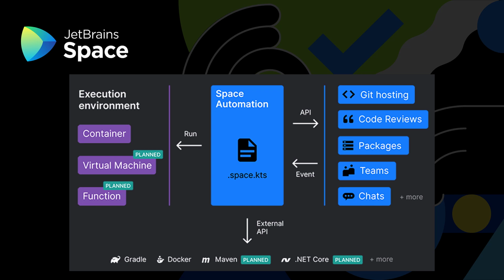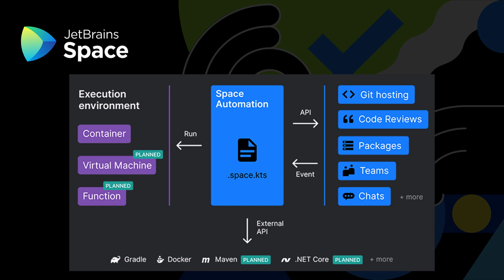On the right-hand side, you see all of the other Space modules. Obviously, since your space.kts file lives in the Git hosting on your Space projects, that is also integrated, because we have to fetch the sources, right? But Space automation also integrates with things like code reviews, packages, teams and chats. So you can work with all of those modules as part of your automation job as well.